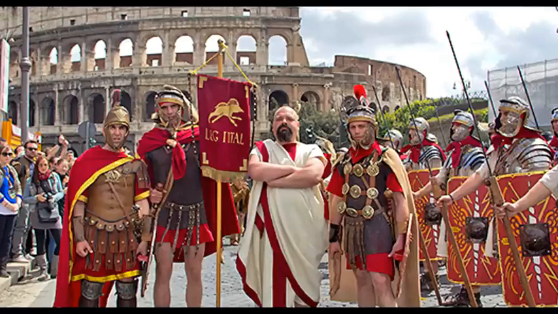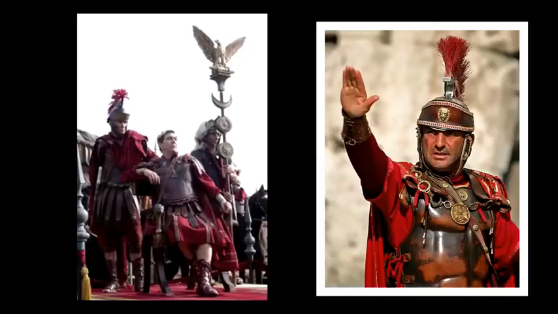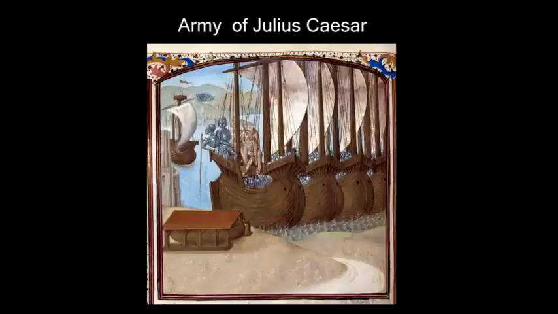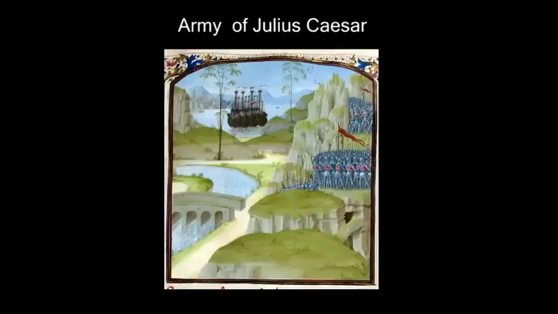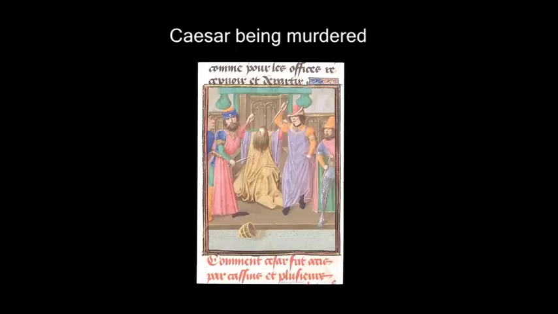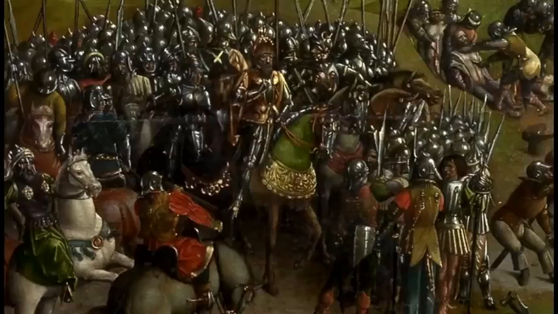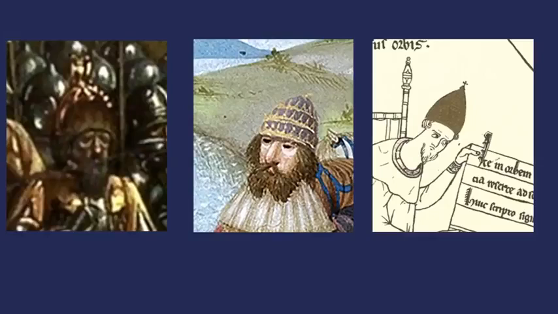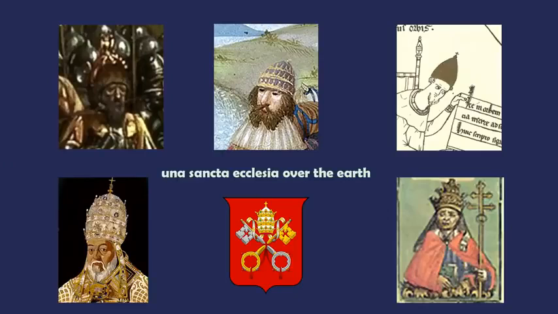But let's take a look at some Roman emperors, how they are depicted in the Middle Ages. Julius Caesar, Titus, Caesar Augustus. Look at their heads. That is the same crown like the popes.